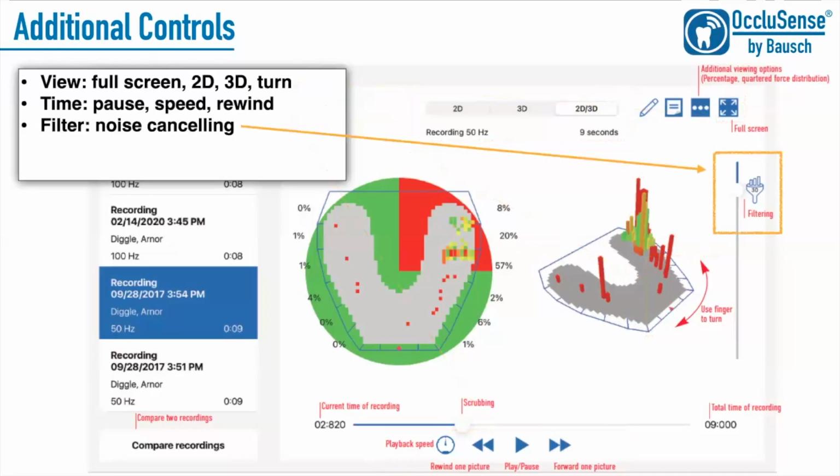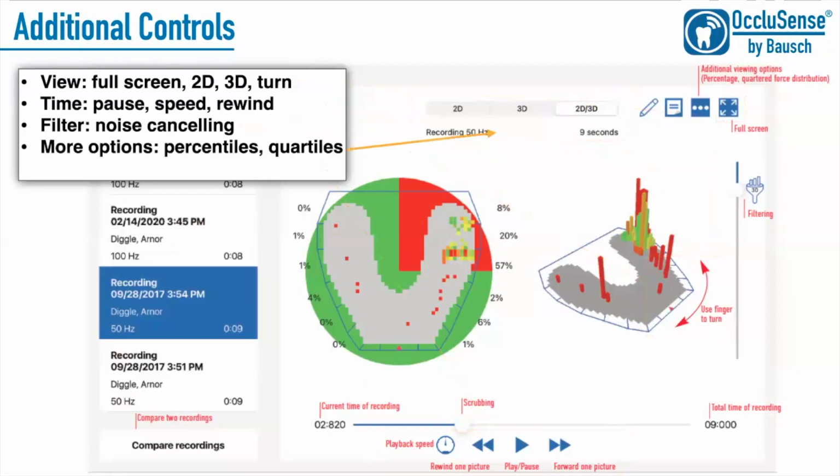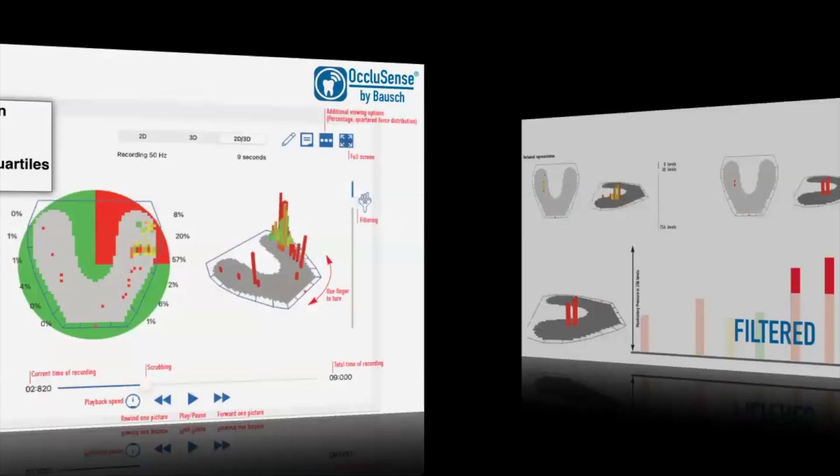I did mention 256 pressure levels beforehand, but if you want to focus on only the main aspects of the occlusion, you can look at fewer pressure levels. You can look at percentiles and quartiles, and also compare recordings that you have taken for this patient over time. So if we've fitted a splint and the patient comes back 6 months later, we have the possibility to compare those two recordings to one another.